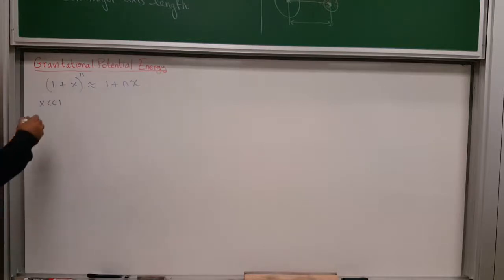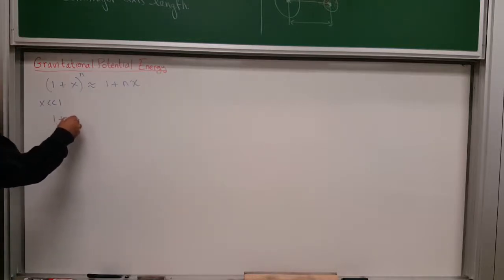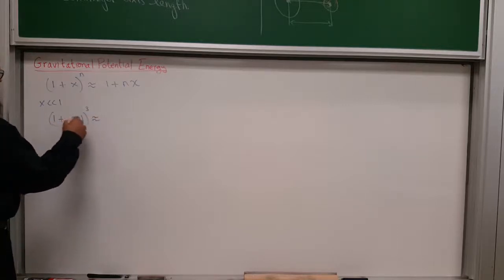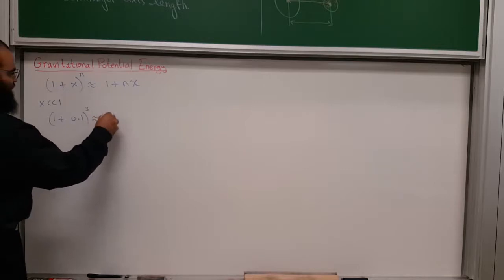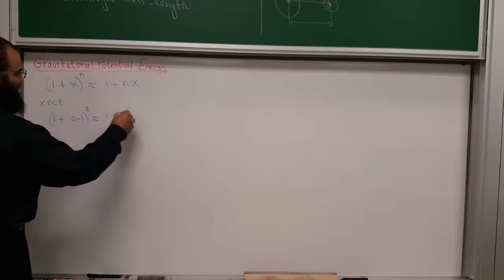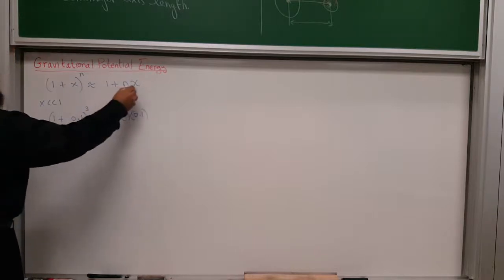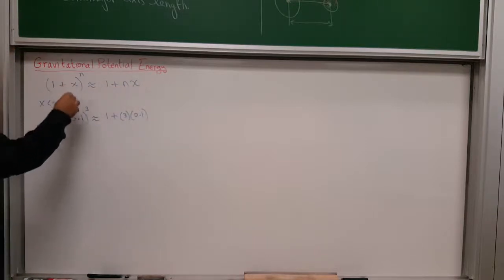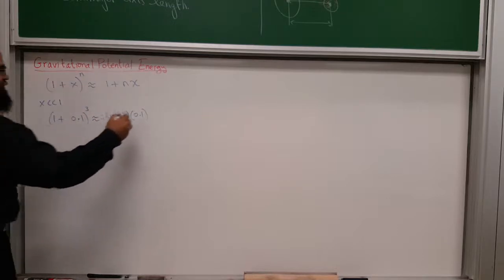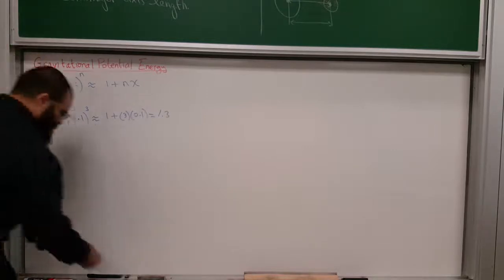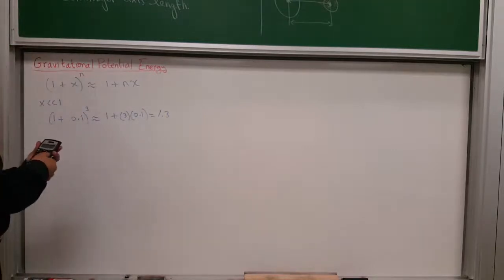For example, let's say 1 plus 0.1 to the cubic power. 0.1 is not much less than 1, but it's less than 1. So the approximation says it's about 1 plus, n is 3, times 0.1. The 1 is the 1, x is 0.1, and n is 3. So this says I should get 1.3. Let me use my calculator here and show you.